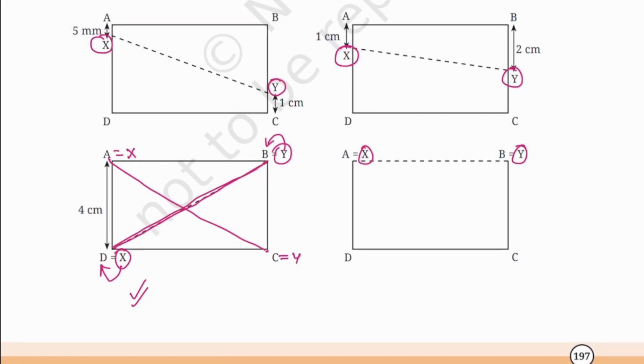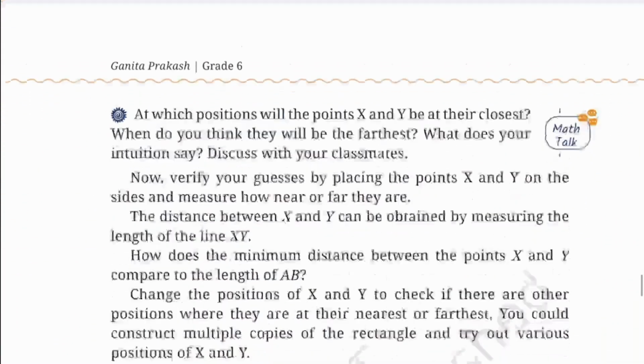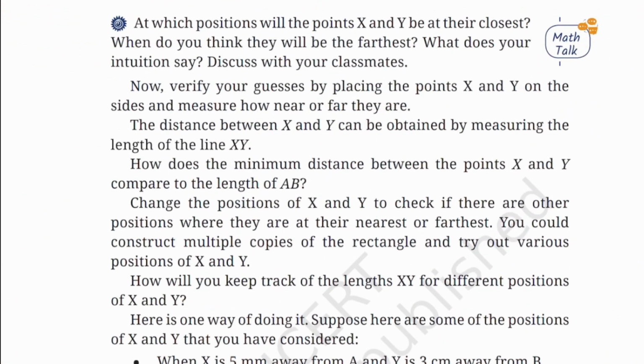When X is placed at A and Y is placed at B, the distance will be minimum and equal to the side of the rectangle. Similarly, X can be placed at D and Y can be placed at C. At which positions will the points X and Y be at their closest? When do you think they will be the farthest? What does your intuition say?